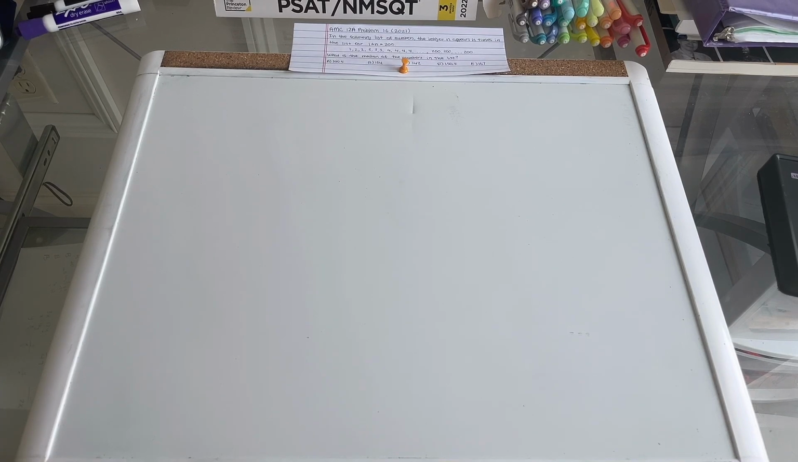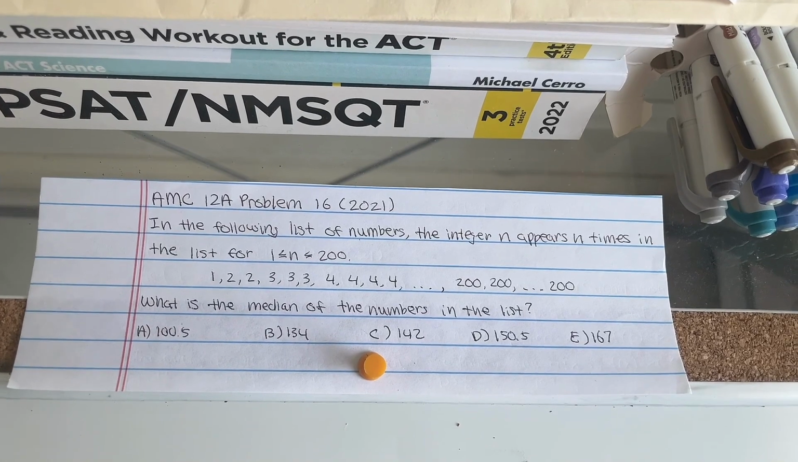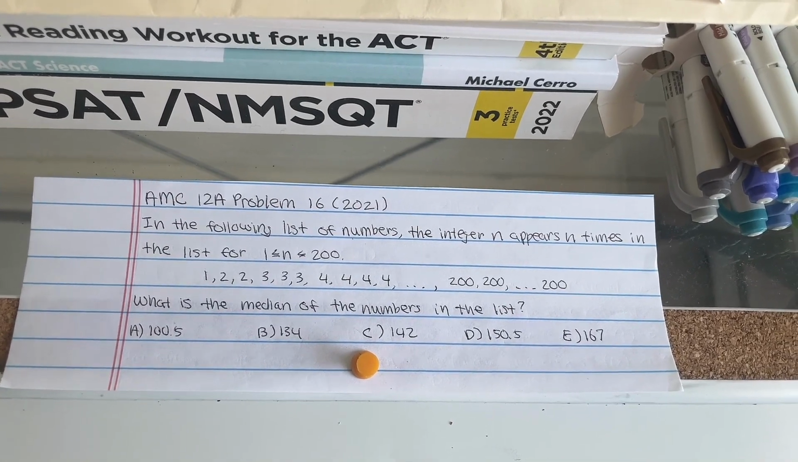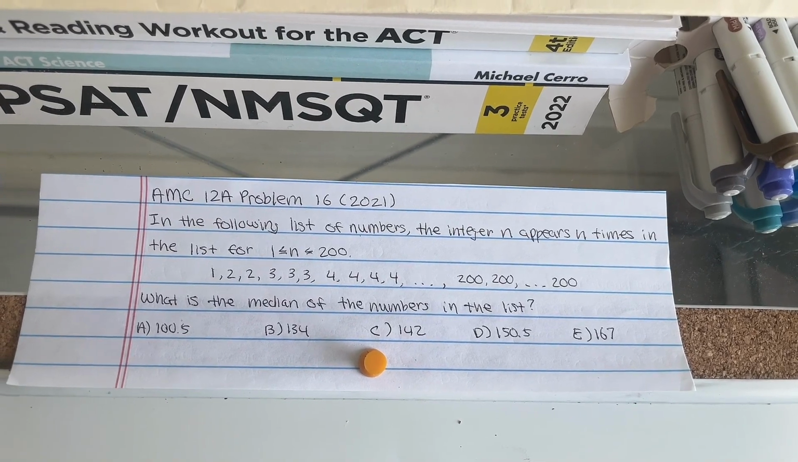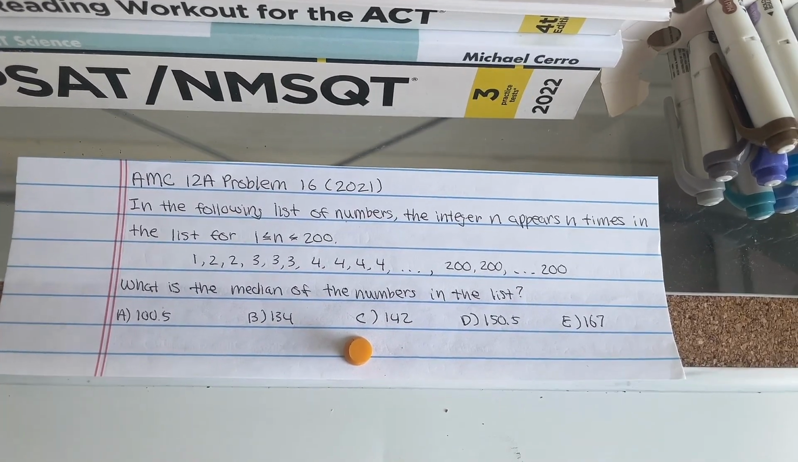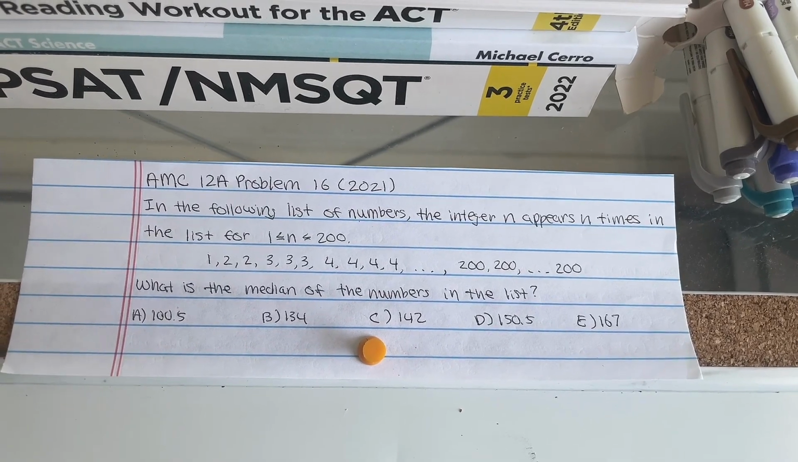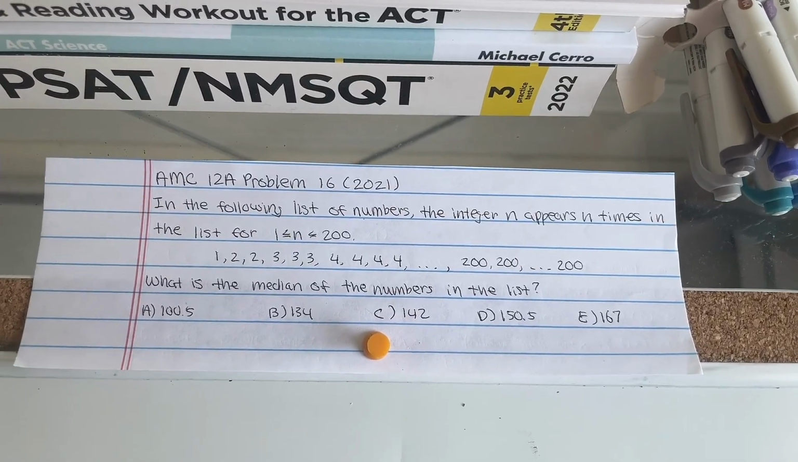This is AMC 12A problem 16 from the year 2021. In the following list of numbers, the integer n appears n times in the list for n greater than or equal to 1 and less than or equal to 200. What is the median of the numbers in the list? And here are your answer choices.